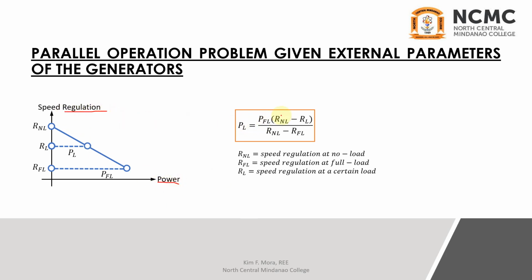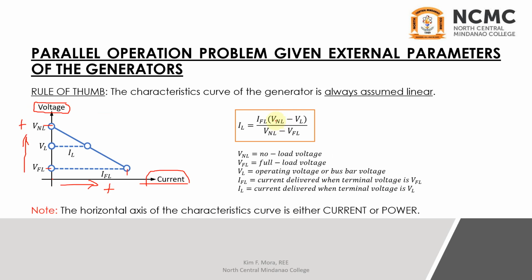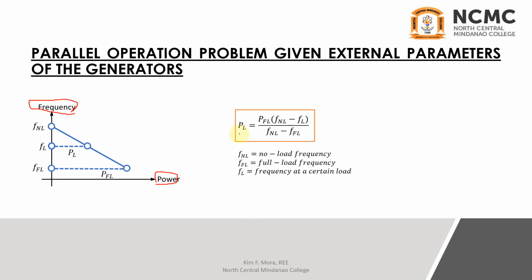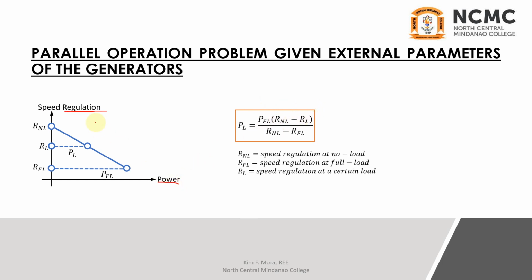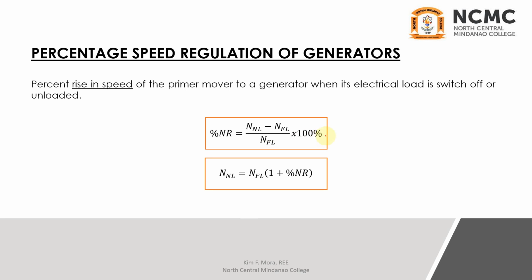So the only thing that changed from before is that it was voltage, because that was the relationship between the current and the voltage. Now it is the power, so instead of voltage we use frequency. So this is power and speed regulation. Then there is a relationship between power and speed. So we have power and then speed.